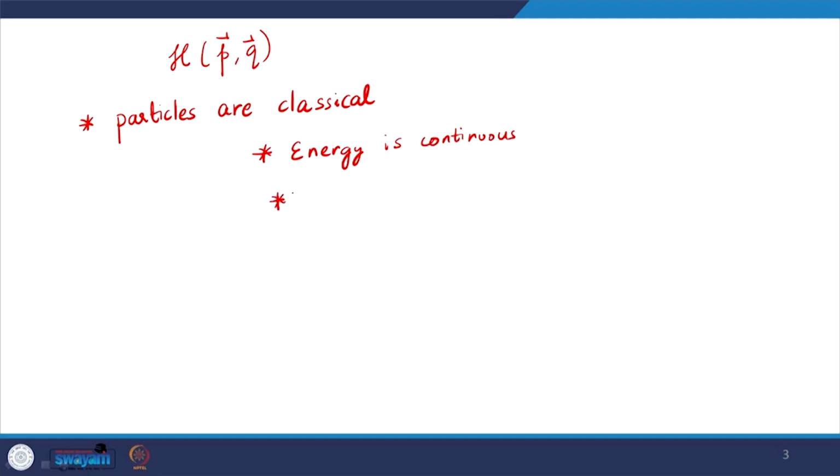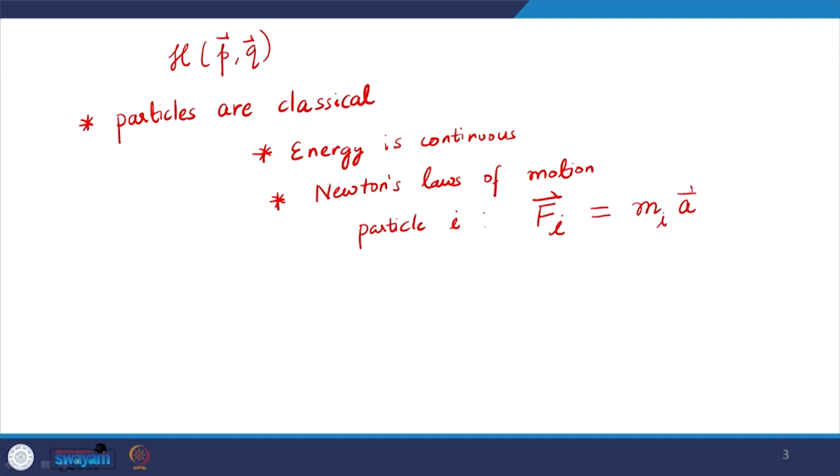And the second thing I am saying is the particles follow Newton's laws of motion. So, when the particles follow Newton's law of motion, that is F equal to ma, that is true for every particle. So, let us say if I look at particle i, we will compute the force acting on the particle i, and this has to be equal to the mass of the particle multiplied with its acceleration, and both acceleration and force are vectors.